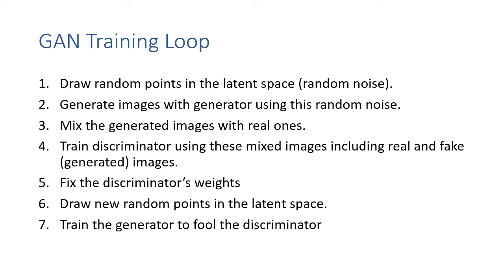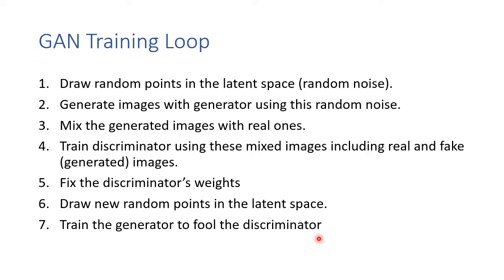The training process of GAN is a little bit complicated. Here are the steps. First, we draw random points from the Gaussian distribution. Then we generate images using this random noise with the generator. Then we mix the generated images with real images. Then we use the mixed data to train the discriminator to distinguish real and fake images. So it's a binary classification. Then we fix the discriminator's weights, draw random points again, and train the generator to generate fake images and fool the discriminator. So this is the training steps of GAN.